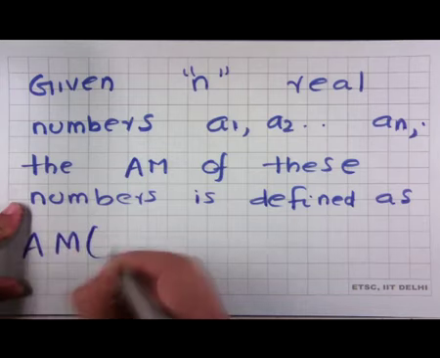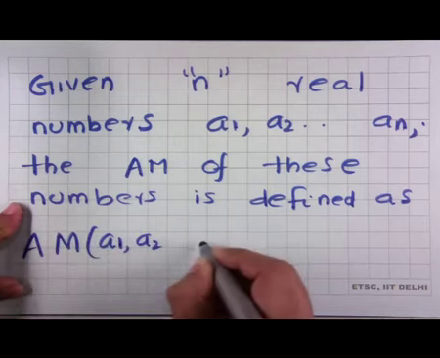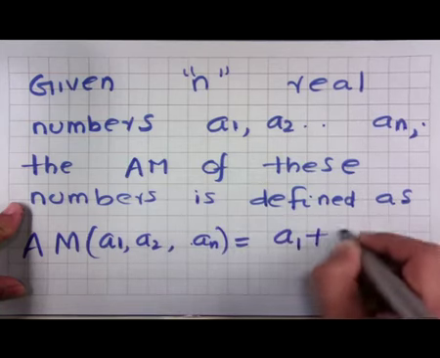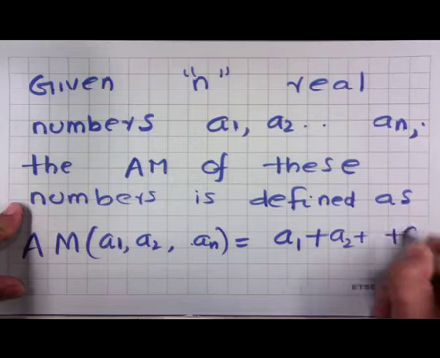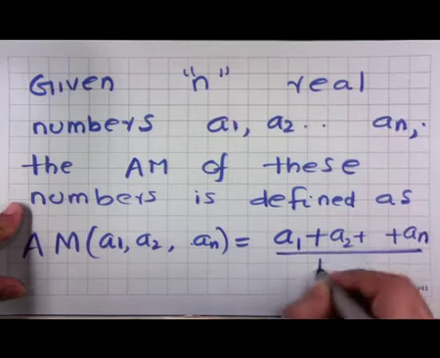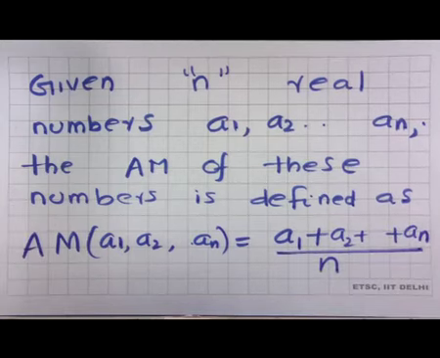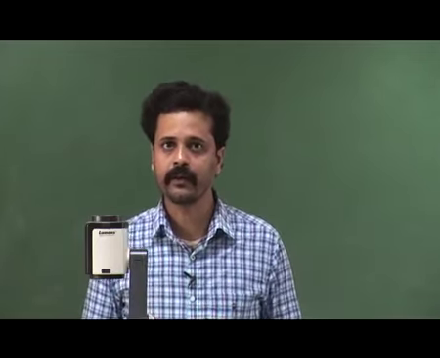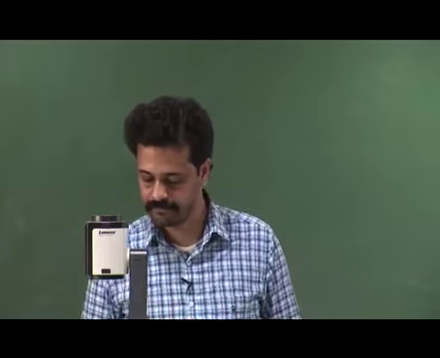AM of a1, a2, etc. an is equal to (a1 + a2 + etc. + an)/n. We add all the numbers and divide by the number of real numbers we have.